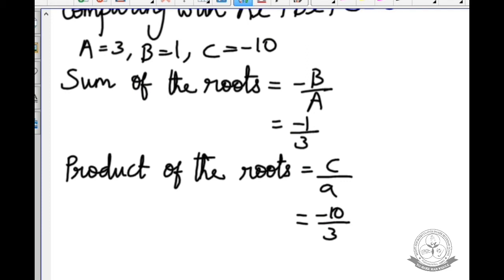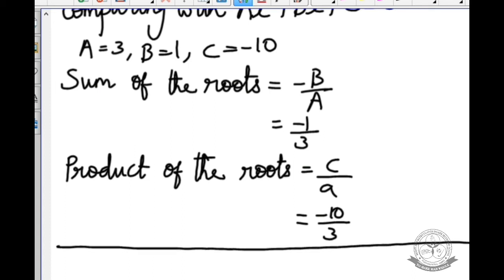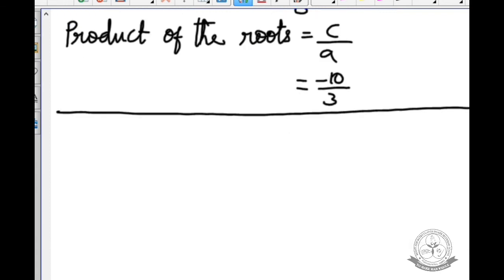Take the fourth sum also as homework sum. Easy only. It is given in the general form only. Second and fourth, you take it as homework sum. Now, next concept, solving a quadratic equation.